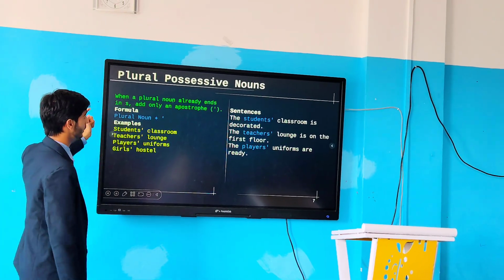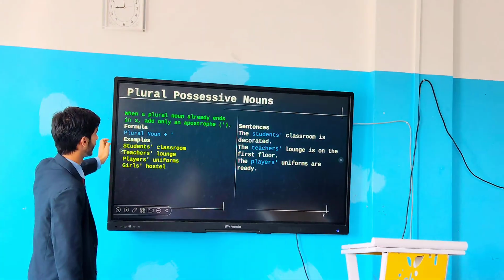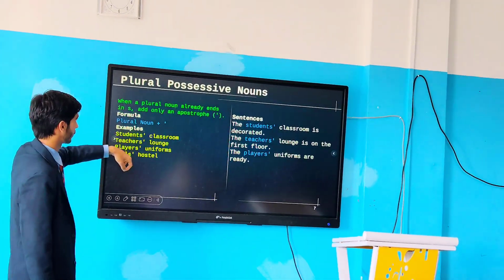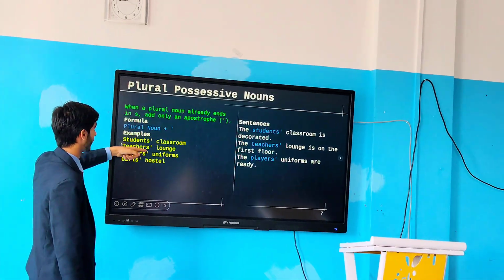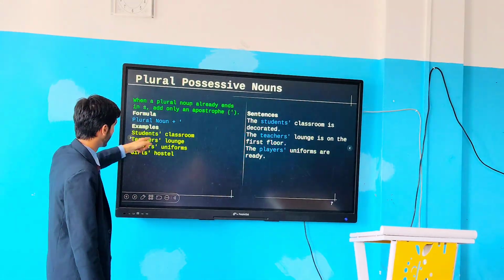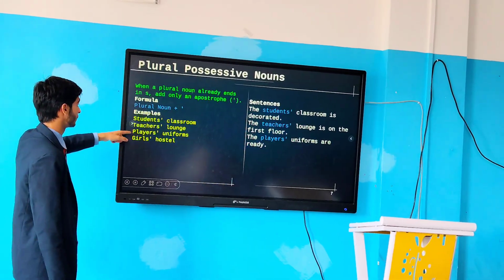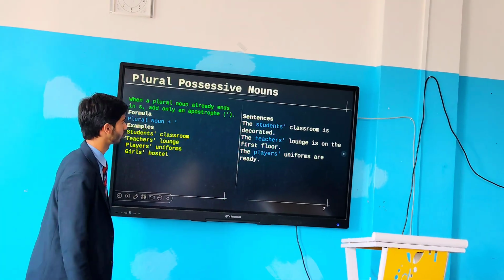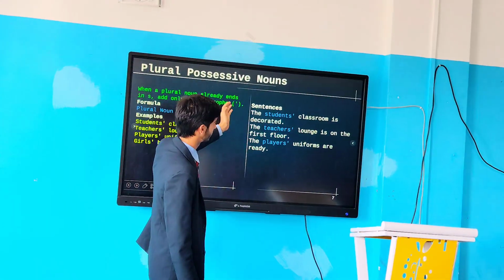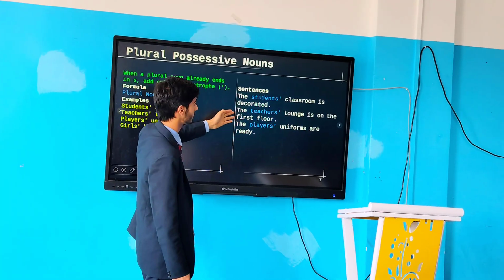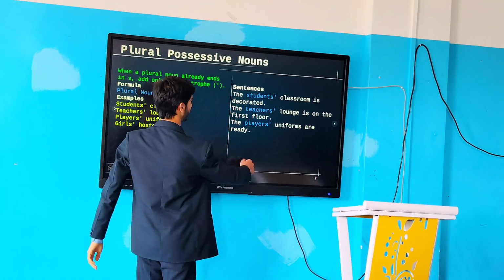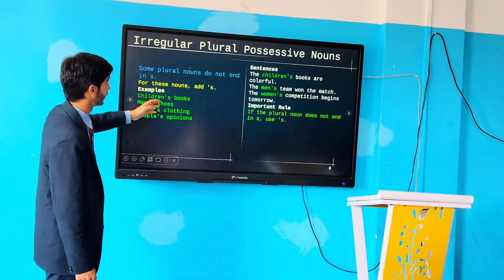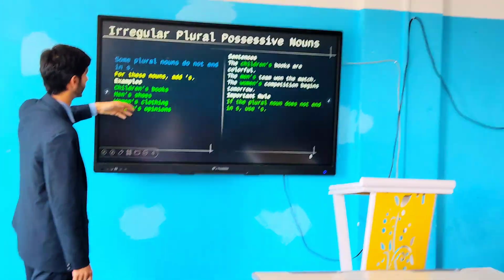Now, after that, the plural possessive noun. When a plural noun already ends in s, we add only an apostrophe. The formula includes the plural noun and an apostrophe mark. Examples are students' classroom, teachers' lawn, players' uniform, girls' hostel. The sentences here are: the students' classroom is decorated, the teachers' lawn is on the first floor, the players' uniform is red.